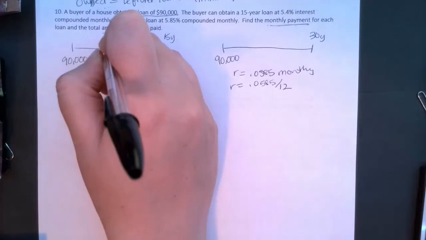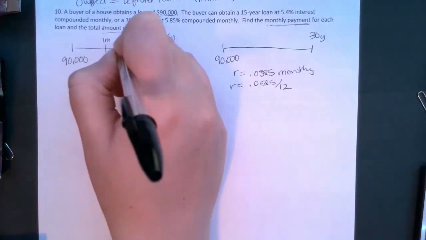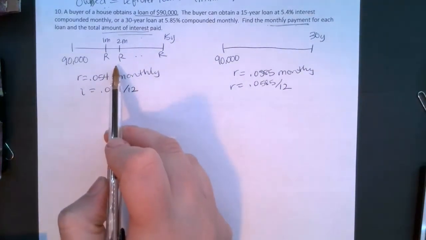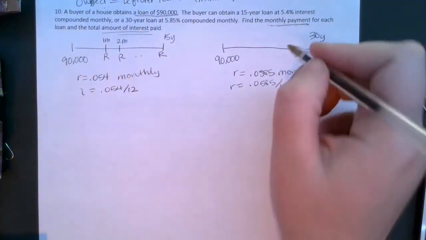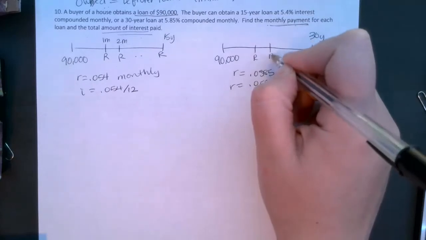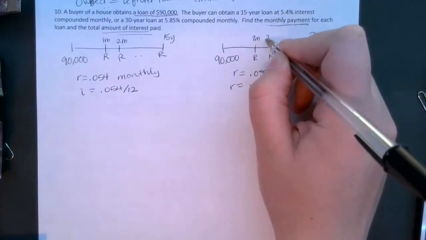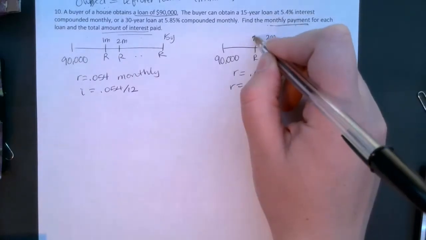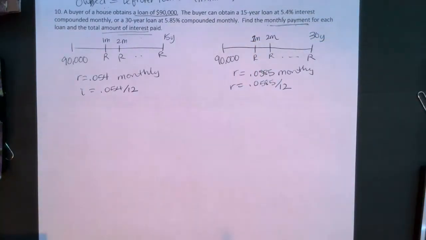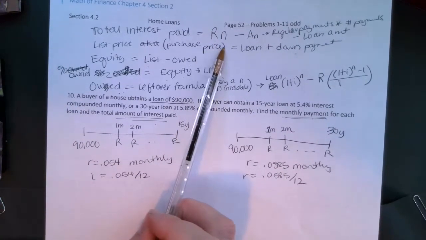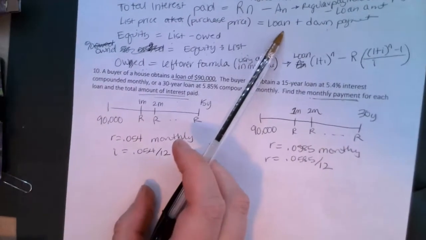Okay, so we're making payments each month. And again, when we do our timelines, we want to do the first two payments to show how far apart they are, and then the last one. So here we're not necessarily using all the stuff, but we are going to use that total interest paid, which was up here again. So it's going to be our R times N minus A sub N. So we'll have all those pieces with us.